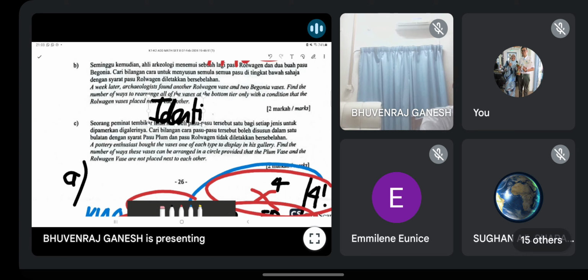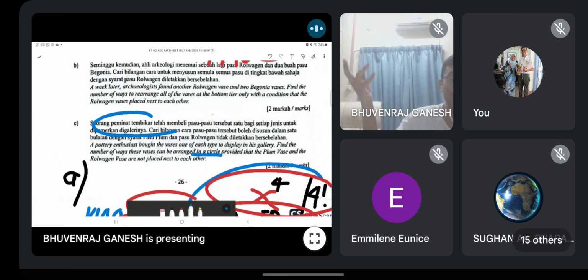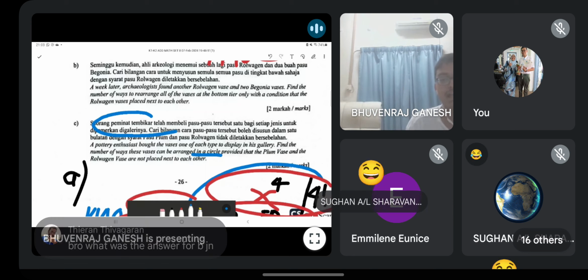Okay, so for 8C a bit more special. They want you to arrange in a circle. Okay, I don't know what this, who is this person? Peminat Tembikar. I don't know why you want to arrange the pasu in a circle. I also don't know why.